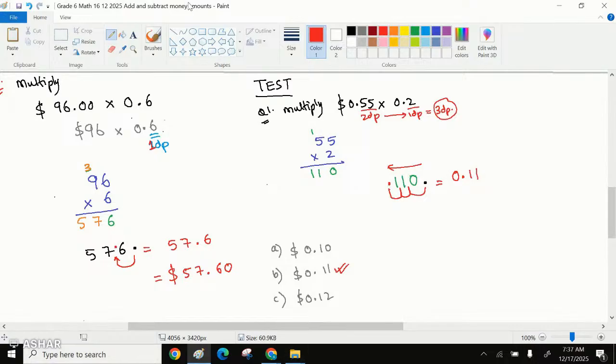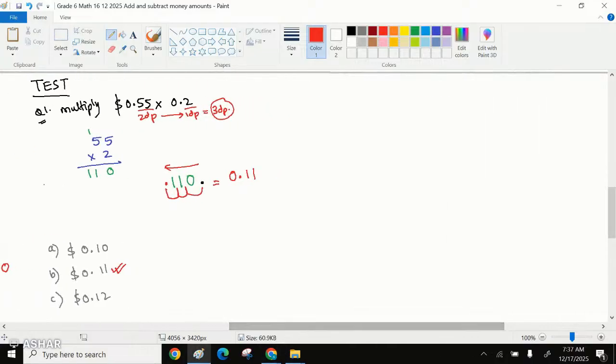Let's click on option B on our screen in the test. 0.11. That's the correct answer. Okay. Let's move on to the next question.